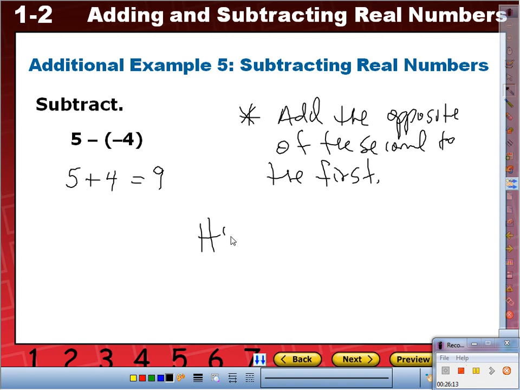Yes. So for homework, it's found on page 17, numbers 1 through 23, all. And I also want you to read the section of the lesson 1-2, which is this one, adding and subtracting real numbers. It's 1-2. Read it. Understand the example for the word problem, which is all. The only thing is the setup. Okay. Any questions?